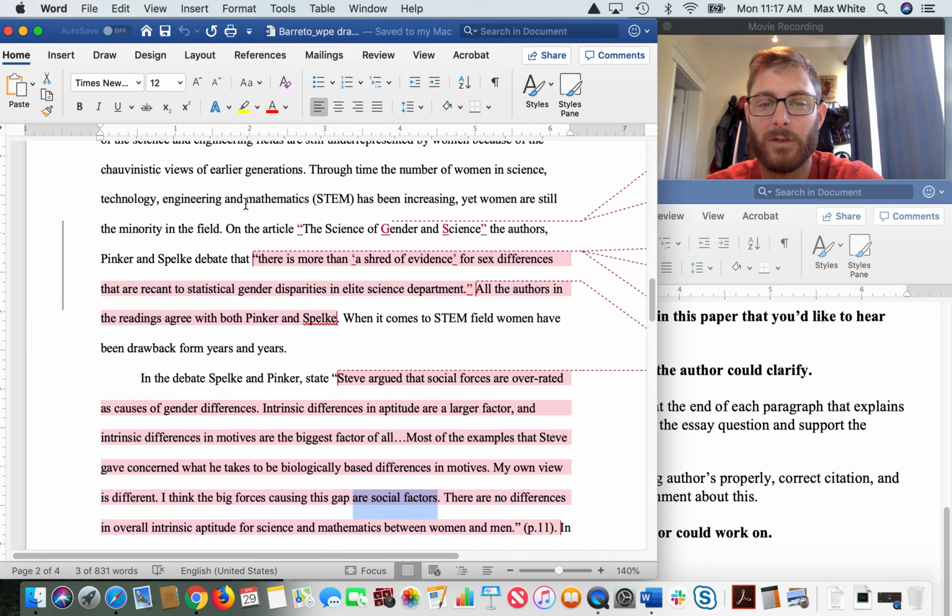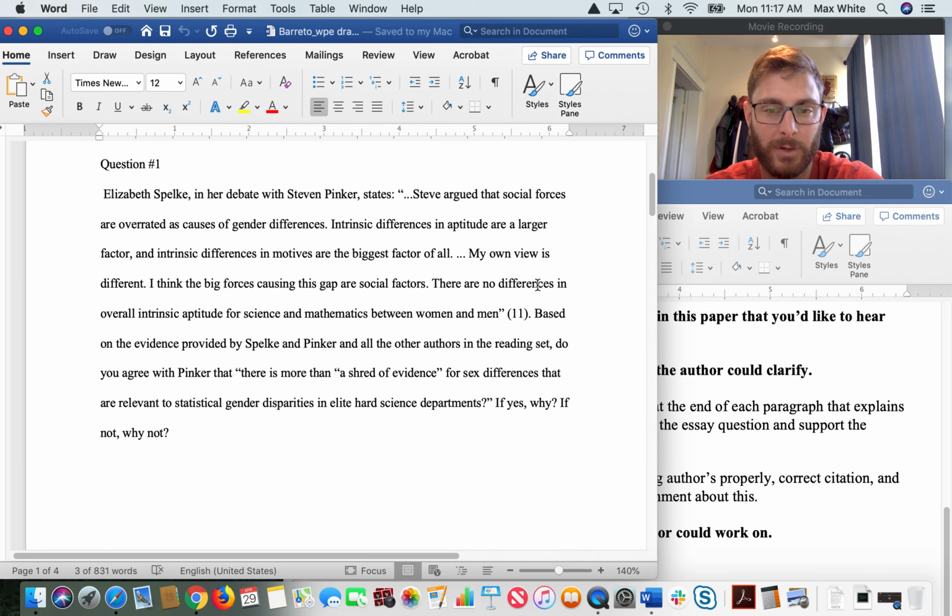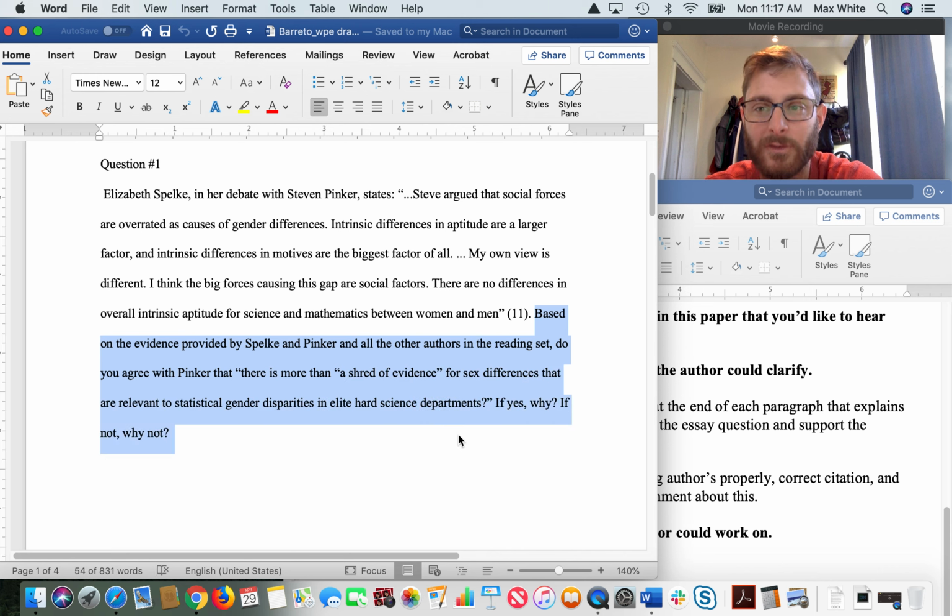The writer hasn't brought in any of her own ideas. She's not taking a stand with respect to the essay question, which, yes, I'm scrolling back up to it. Based on the evidence provided by all the authors, do you agree with Pinker? If yes, why? If not, why not? You have to answer the question. You need to answer it and say, I agree with Pinker, or I disagree with Pinker. So you need to understand what Steven Pinker is saying.